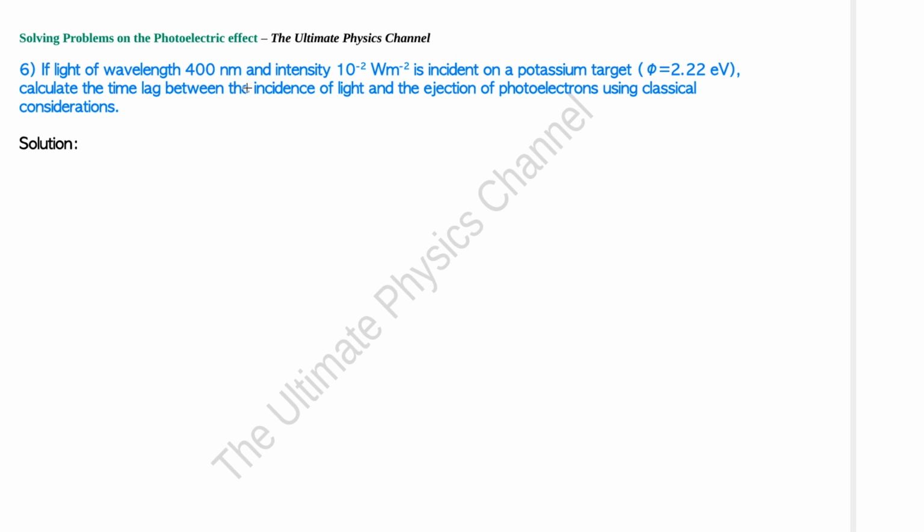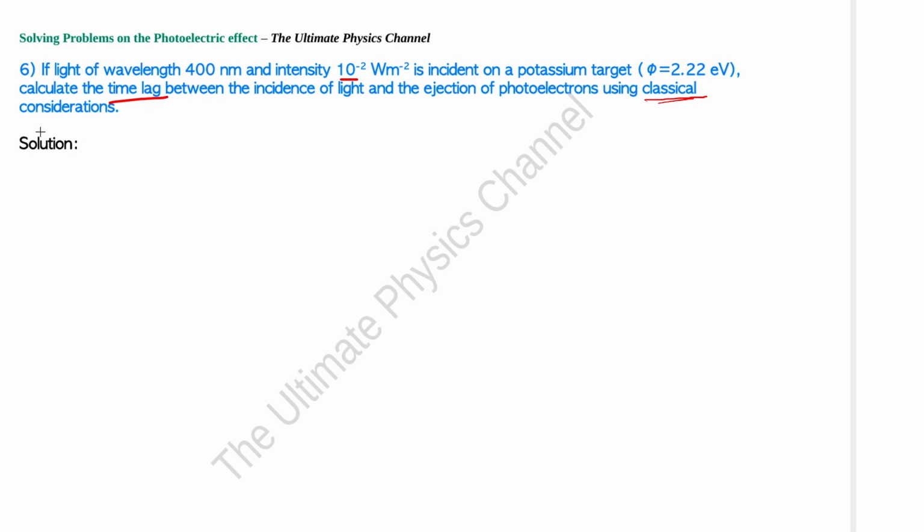If light of wavelength 400 nanometers and intensity 10 power minus 2 watts per meter square is incident on a potassium target, the work function of potassium is 2.22 eV. Calculate the time lag between the incidence of light and the ejection of photoelectrons using classical considerations.